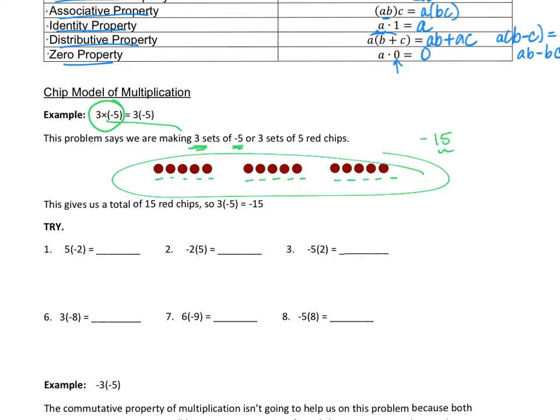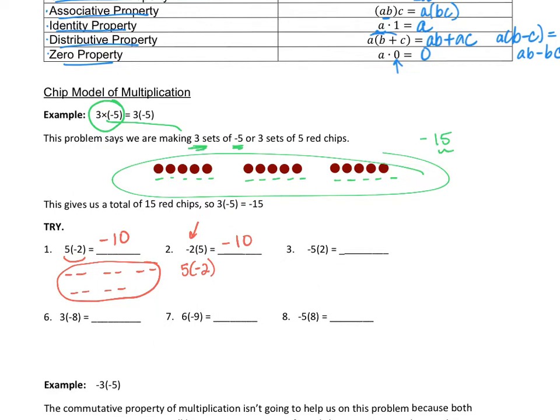If we look at the next problems to try, you could pause it and then try these ones, but I'd like you to use the chips to show what the answers are. So 5 times negative 2 means 5 sets of negative 2. So we're going to have negative 2, negative 2, negative 2, negative 2, negative 2. All together here, we're going to have 10 negatives. Now, negative 2 times 5, since we can commute these things, we can rewrite this as 5 times negative 2, and then we still have that it will be negative 10.